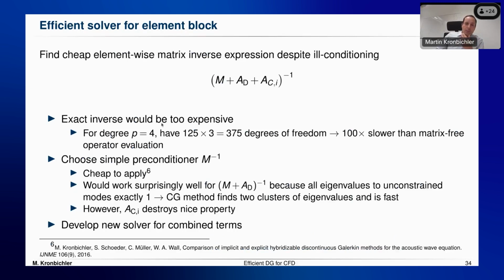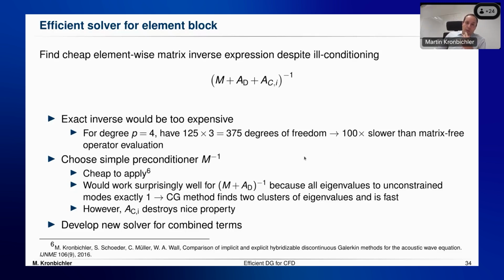But the exact inverse would be way too expensive. If we have polynomial degree 4, we would have 375 degrees of freedom for every element. Just to give you the math here, when you compare this to the matrix-free product in this operator, it's about 100 times slower. So this is not something you want to do. You don't want to use matrices in high orders. And polynomial degree 4 is maybe not even the highest order. It's just that matrices are not good for high order. I think many in the audience know this.